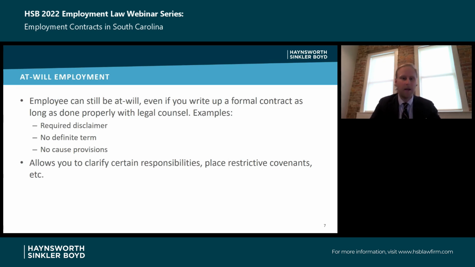So you could put that, restrictive covenants, all this stuff in one employment agreement and deal with all of that and still have them be at-will. So there are circumstances, which is why I'm going through this, where it would make sense even for an at-will employee to have a contract.